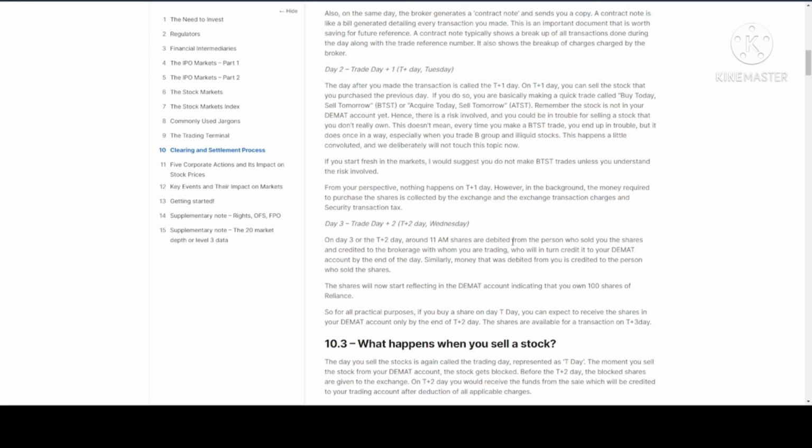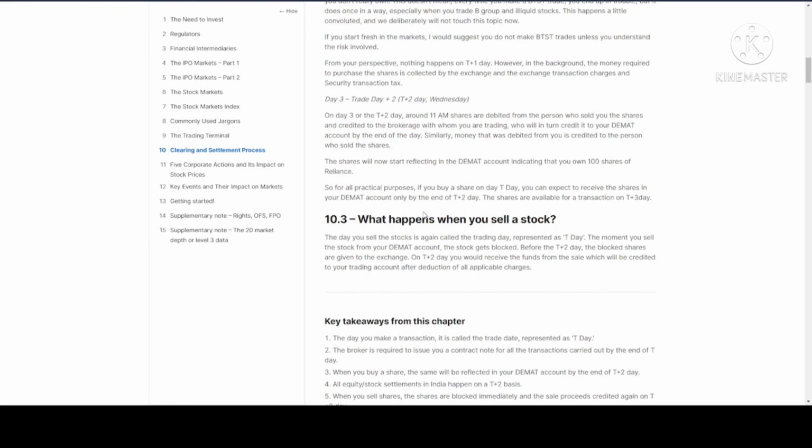On day 3, around 11 a.m., shares are debited from the person who sold you the share and credited to the brokerage with whom you are trading. Similarly, money that was debited from you is credited to the person who sold the share. So for all practical purposes, you buy the share on T day. You can expect to receive the shares in your demat account only by the end of T plus 2 day. The shares are available for transaction on T plus 3 day.